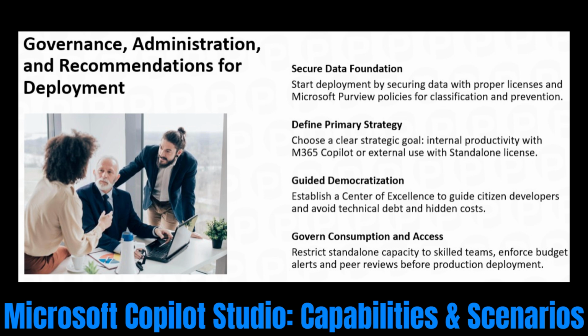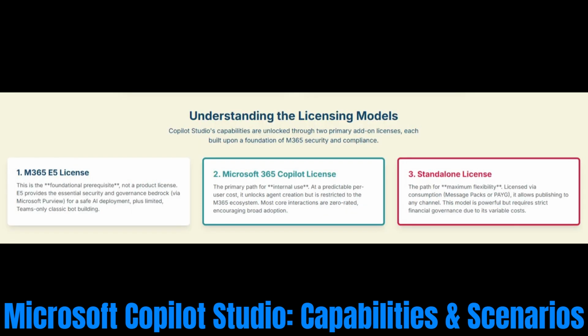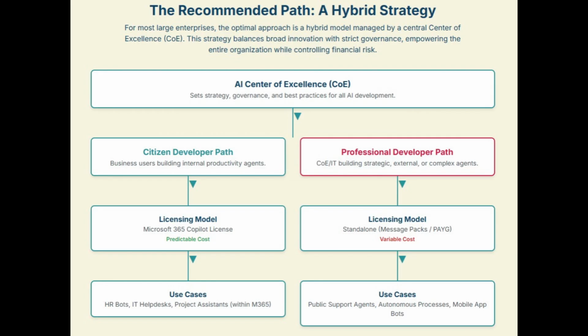Okay, so we have these 2 main paths. The internal M365 Copilot license for productivity boosts within the walls, and the flexible, powerful, but potentially costly standalone license for reaching anyone, anywhere. Given these options and the risks, what's the smart play for most large organizations? What's the optimal strategy? Well, for most larger enterprises, the most practical and effective strategy is probably going to be a hybrid approach. Hybrid, okay, meaning using both.